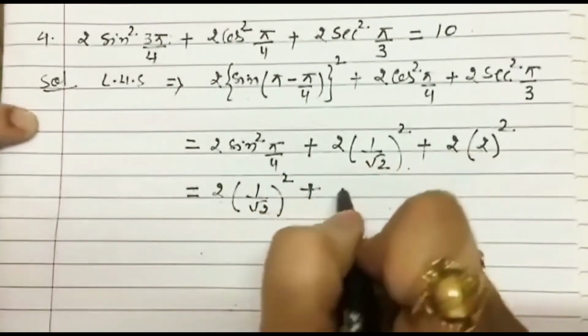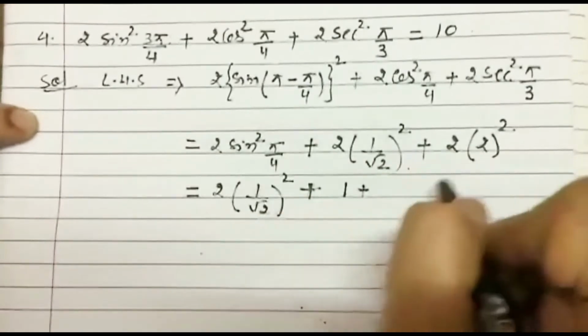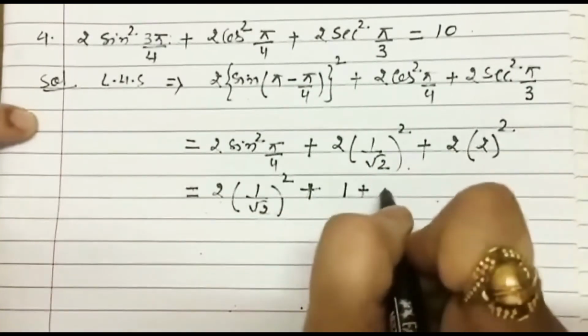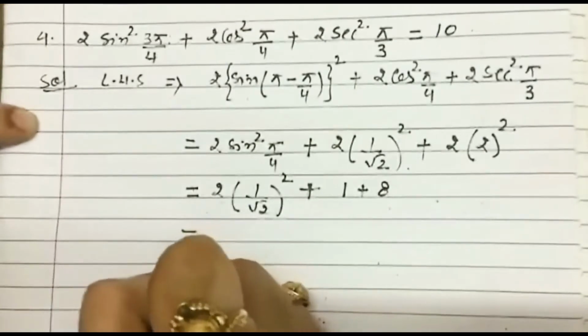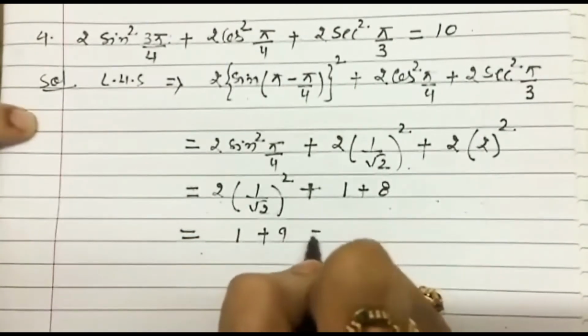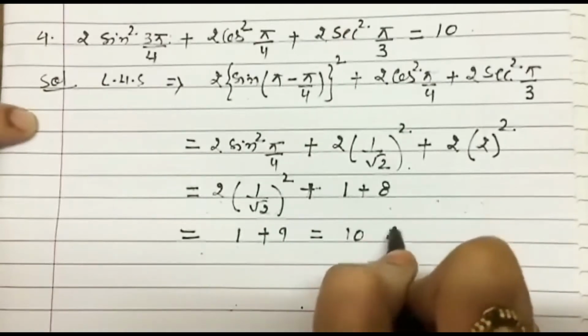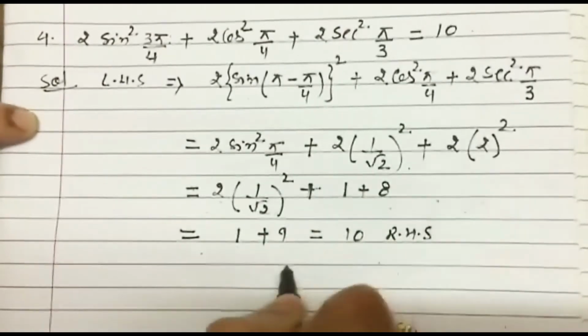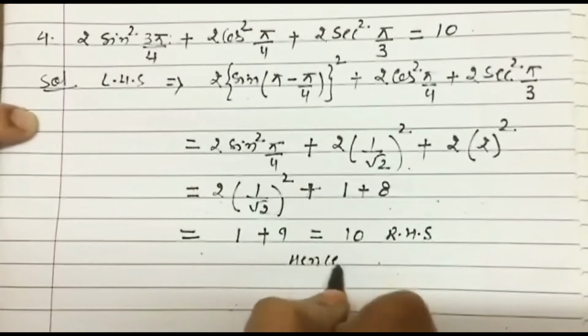And here solve this, you will get 1. And from here 2 twos are 4, 2 fours are 8. Okay. In the next step, from here you will get 1. It's 9. So the answer is 10. You will get the right hand side, hence proved.